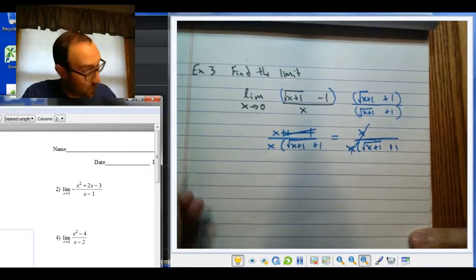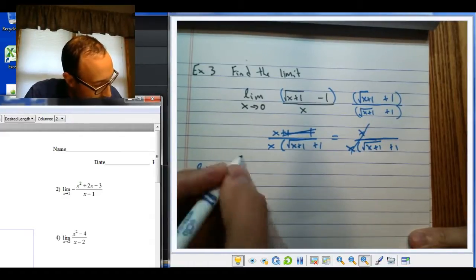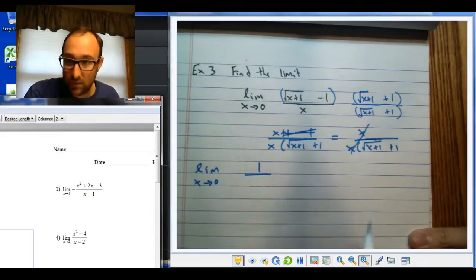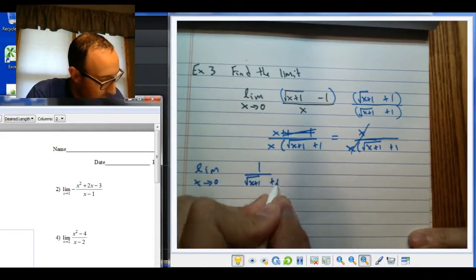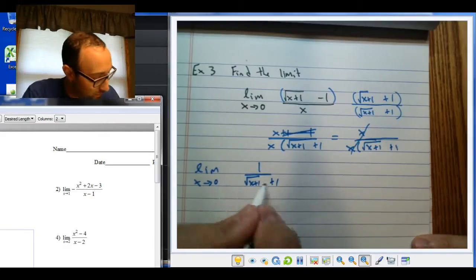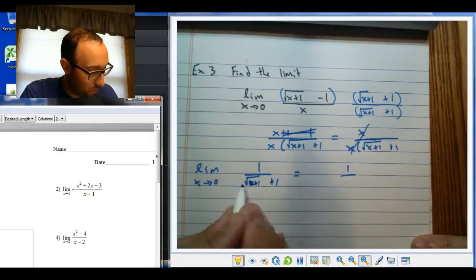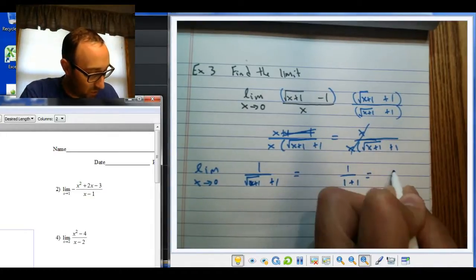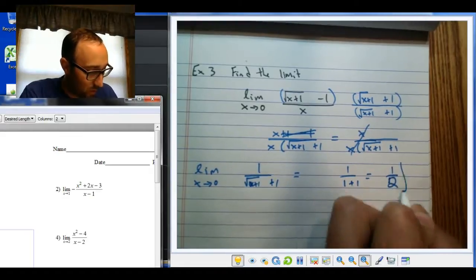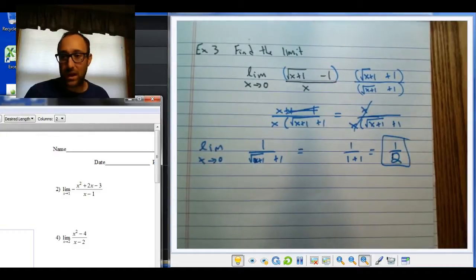So now let's see what happens. Does this work? If I had the limit as x approaches 0 of 1, because that's what's left in the numerator, over the square root of x plus 1 plus 1. If I plug in 0, I get 0 plus 1, which is 1. Square root of 1 is still 1. Plus 1 is 2. So I get 1 over 2, and I get 1/2. So we got rid of this denominator by doing something kind of creative there with rationalizing.